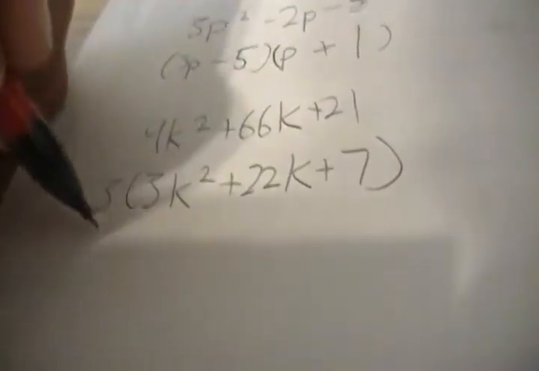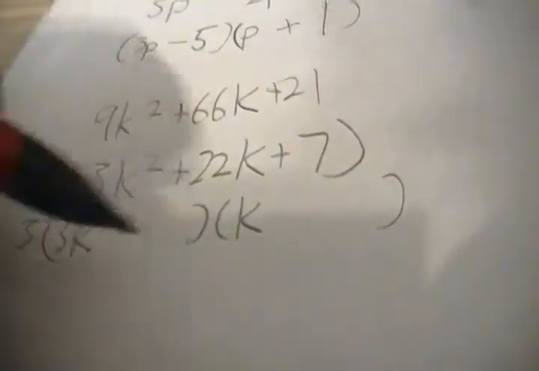And then 21, if we factor that out, that's going to turn into 7. 3 times 7 is 21. Okay. So now let's try to find two binomials for this trinomial. So, first term I can write 3k, and the second part here I can write k, because 3k times k is 3k squared.